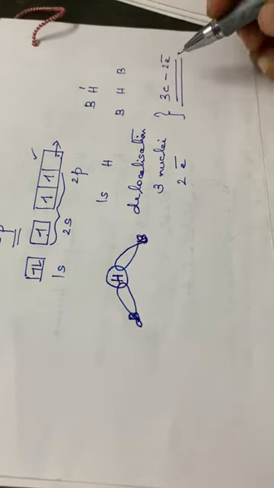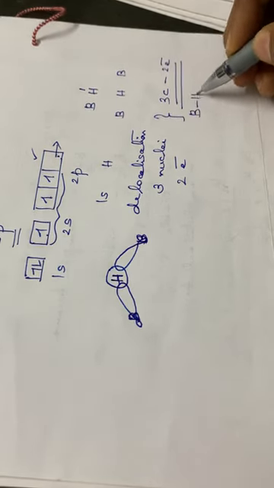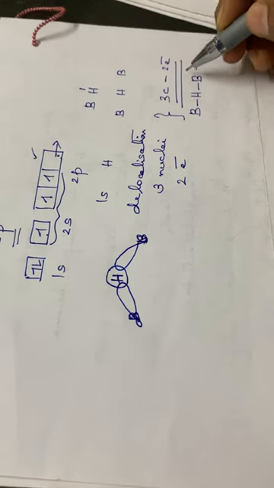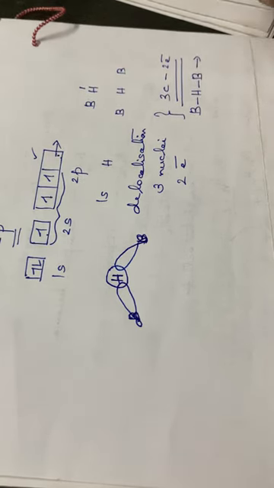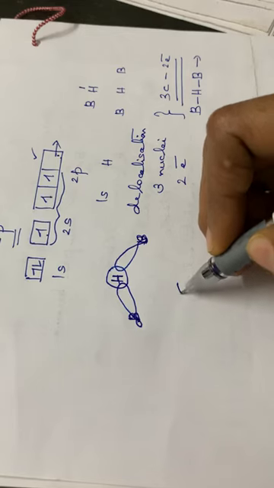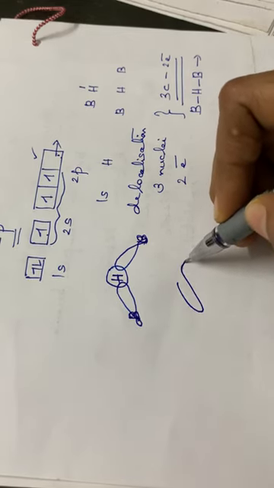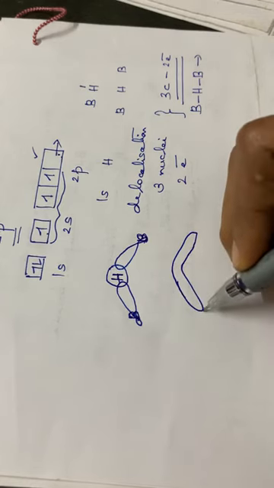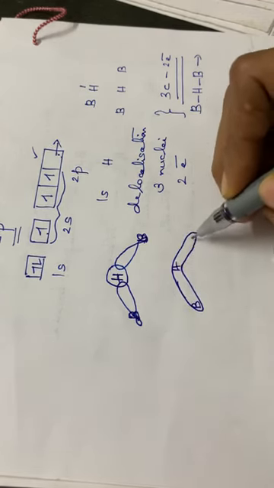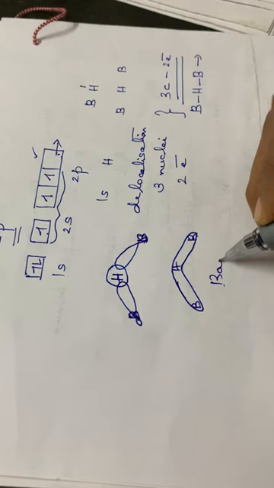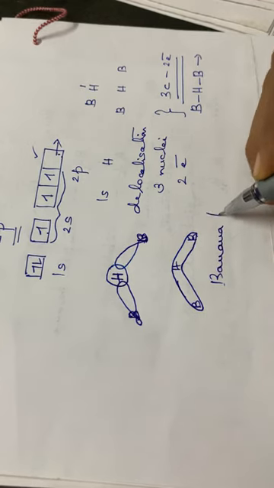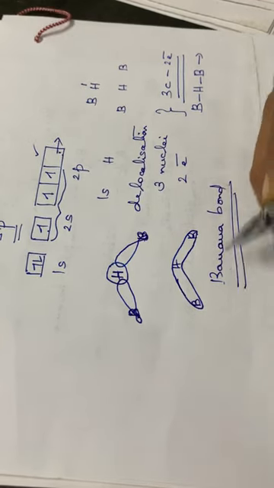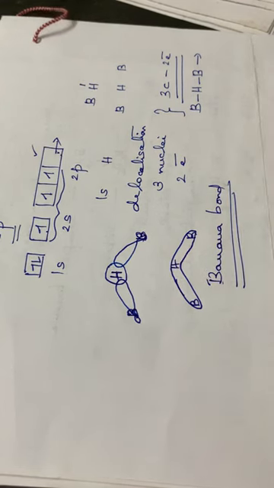Normally we can call the BHB bond, or the bridged bond, a 3 center 2 electron bond, or otherwise we can call it a banana bond. See, this is just the shape of a banana, BHB. So it is called a banana bond, BHB bond or a banana bond. Okay, so this is regarding the structure of this diborane.